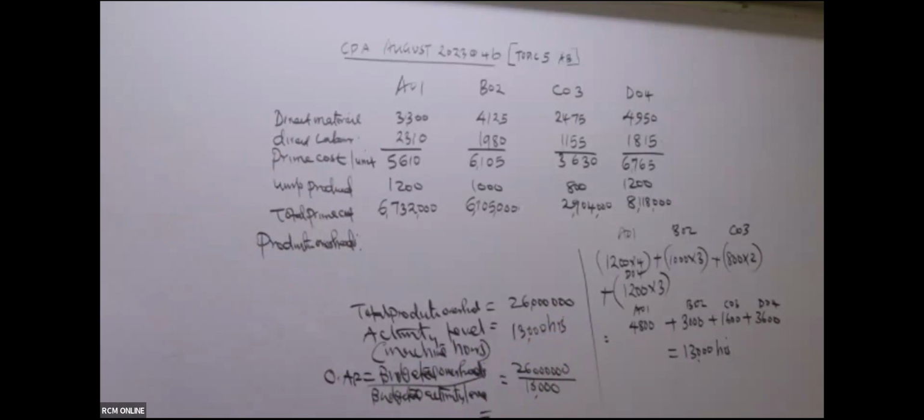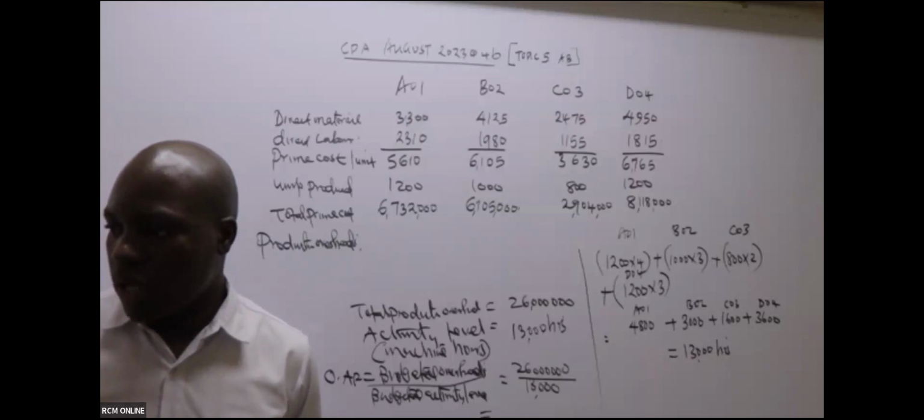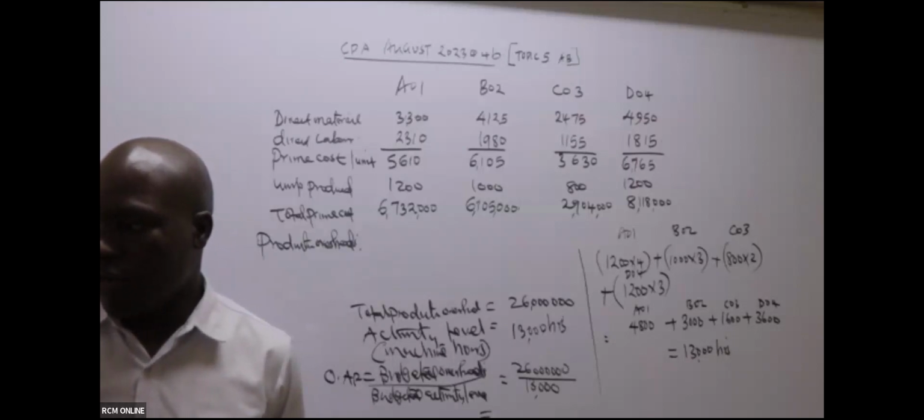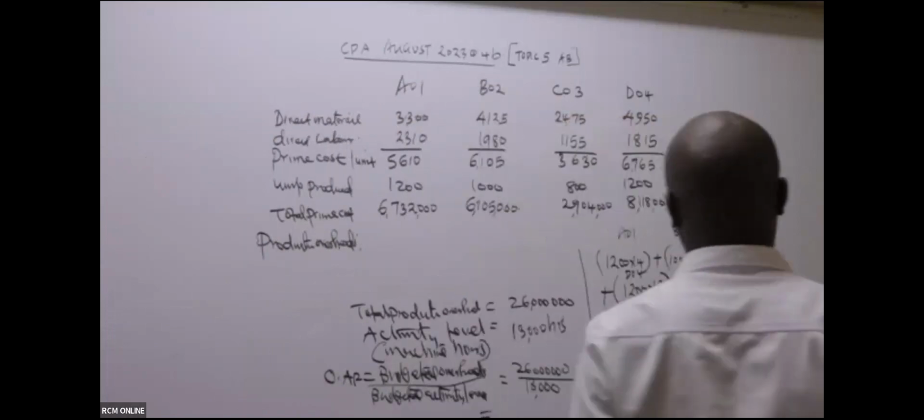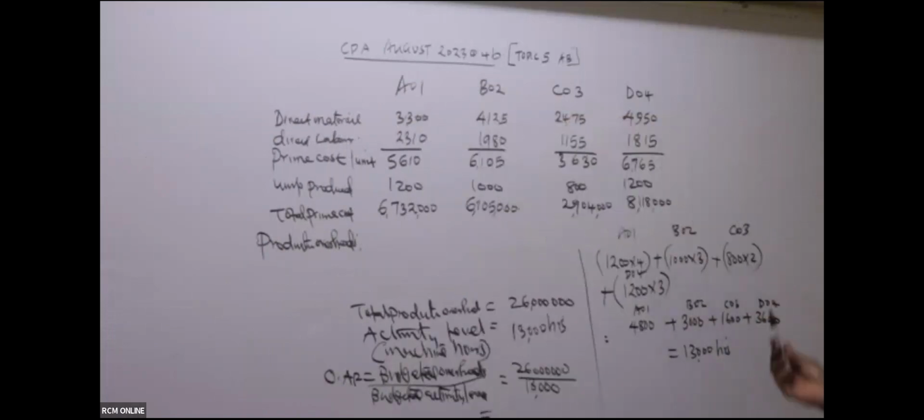What is our overhead absorption rate? When you divide the two, what are you getting? Where do we get the multiplication figure of 4, 3, 2?